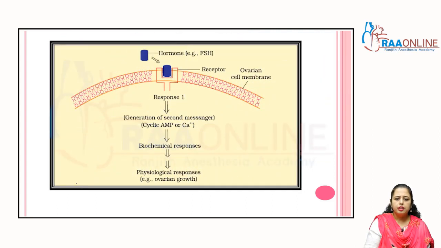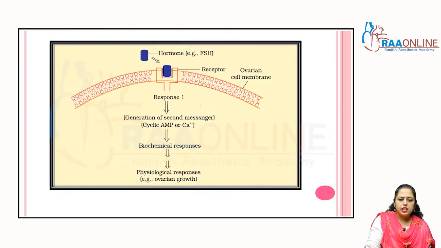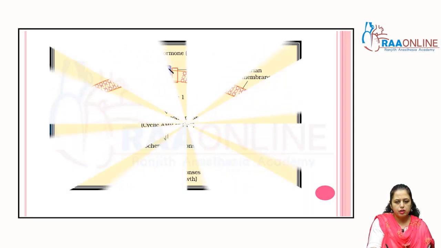Now come to the C here. This is the NCERT diagram which is given here, right? Exactly, C: that 4 is the generation of second messenger, that 2 is receptors, that 3 is ovarian cell membrane, that 1 is the hormone, clear? So these are the receptors, they are the membrane bound receptors actually.